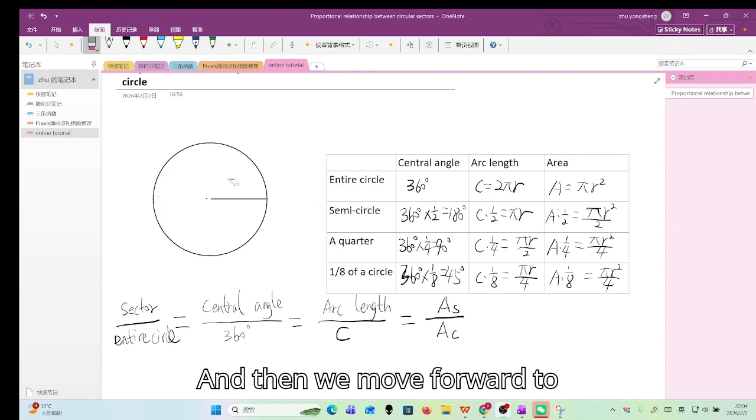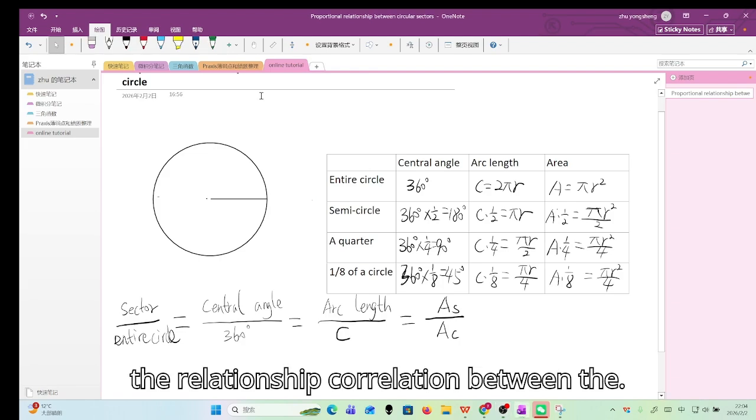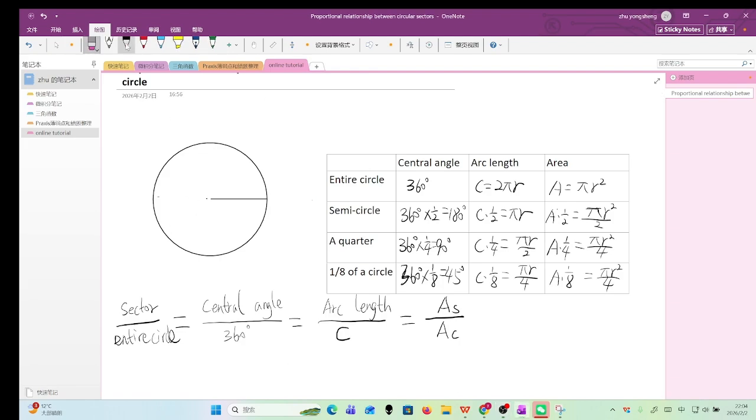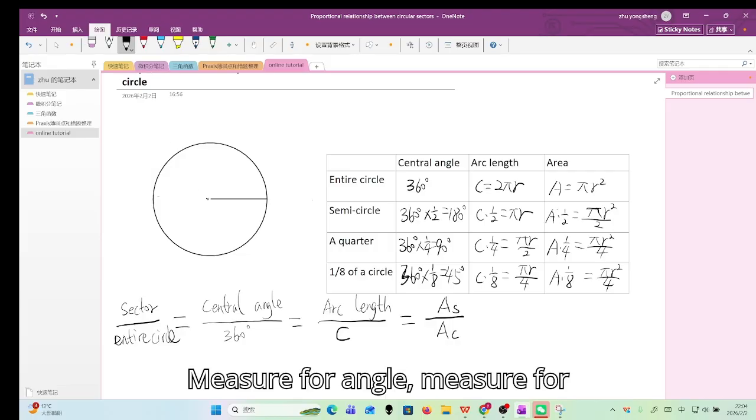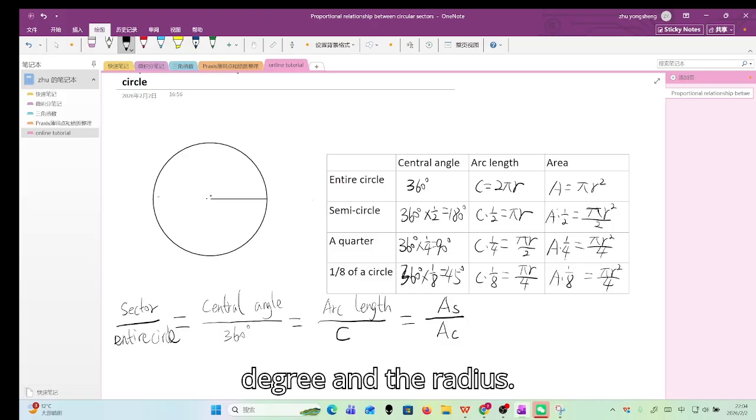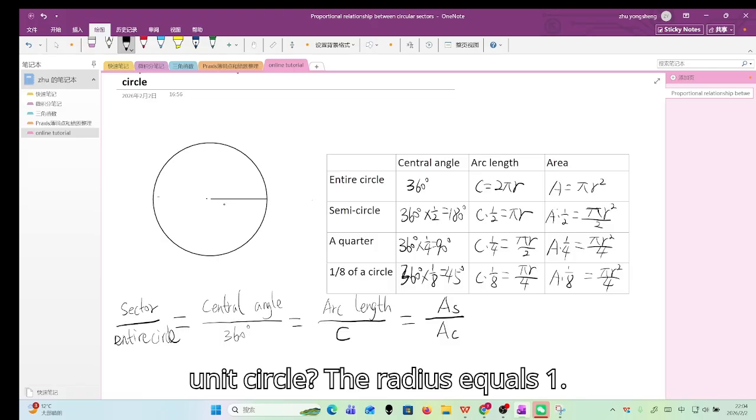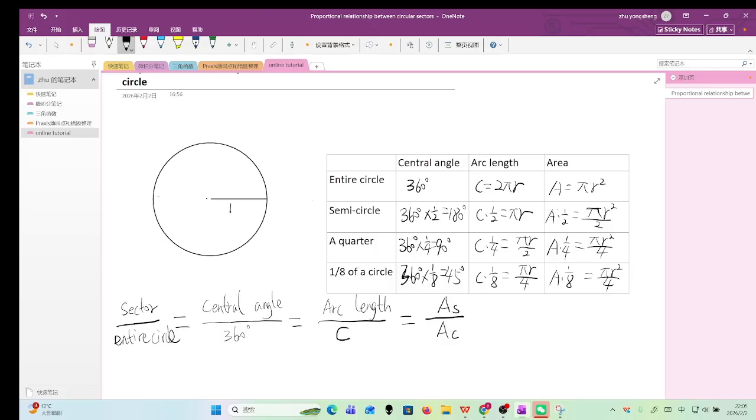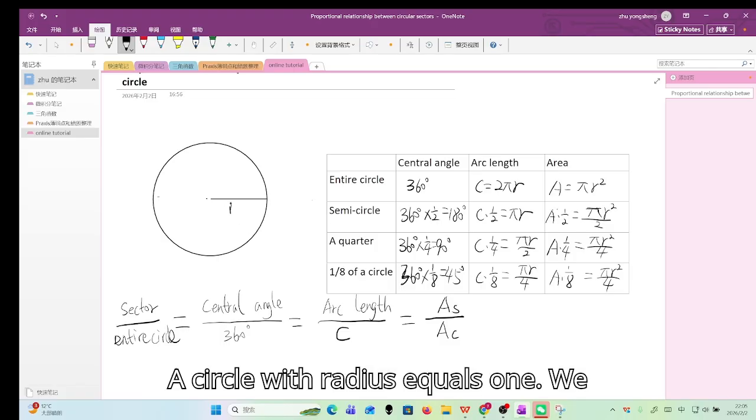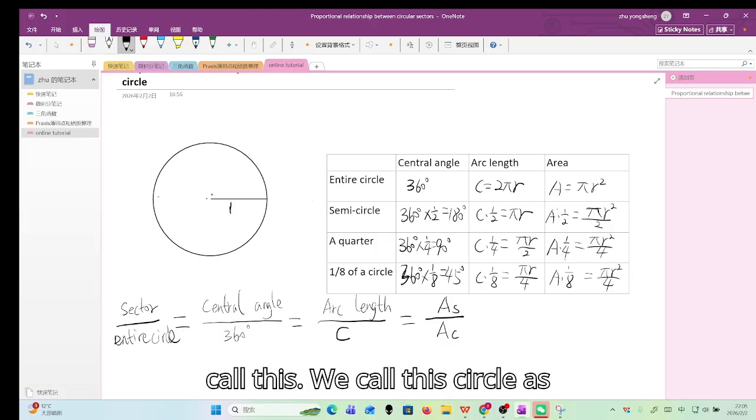And then we move forward to the correlation between the measure for angle, measure for degree, and the radians. So we use a unit circle. What is a unit circle? The radius equals 1. A circle with radius equal to 1, we call this circle a unit circle.